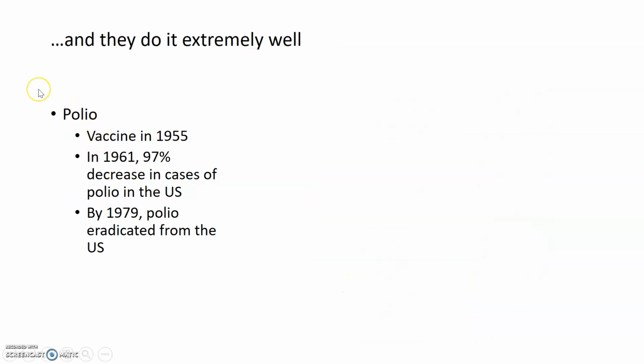And the reason that we don't tend to put a lot of time thinking about polio is because the vaccines that are designed to prevent it do it really well. The polio vaccine was introduced in 1955, and about 5 years later, 97% of the cases of polio in the United States were completely gone. And another 20 years after that, polio was eradicated completely from the United States.